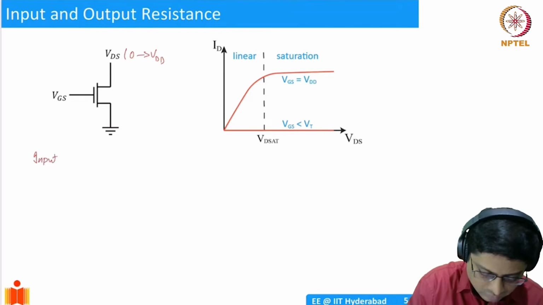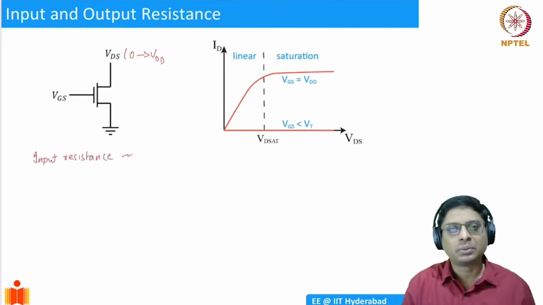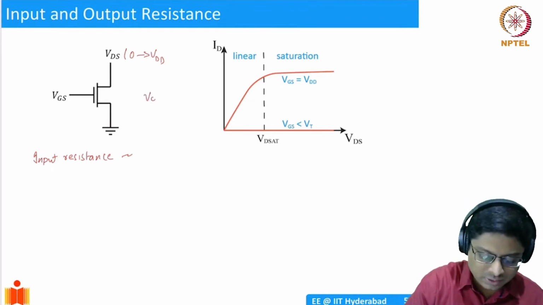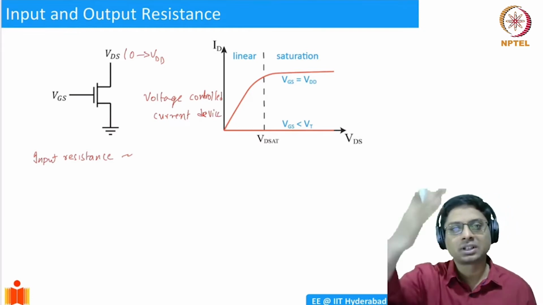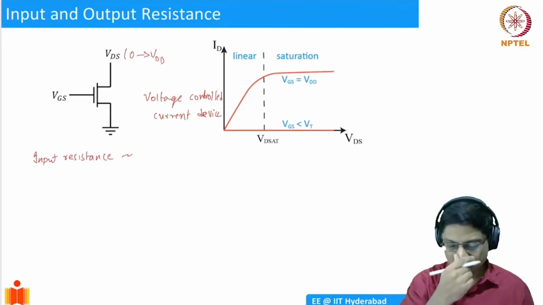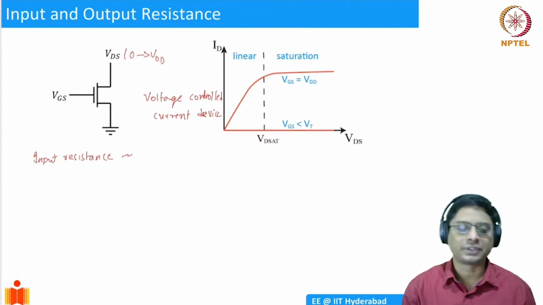Well, the input now, VGS, the gate, is the input where you are actually applying the voltage. So a MOSFET is a voltage controlled current device, because you're applying the gate voltage and you're controlling the current in the drain source nodes. Okay. All right. So what is the input resistance of a MOSFET?